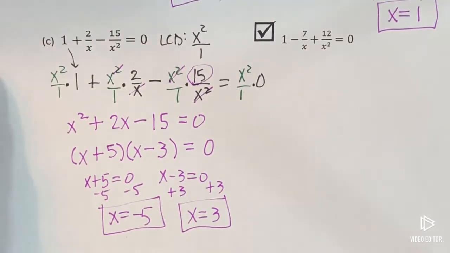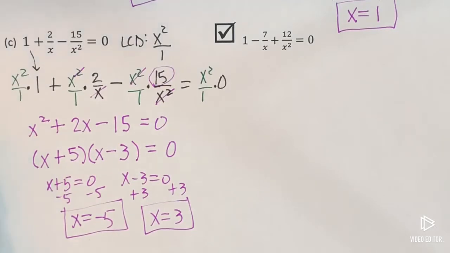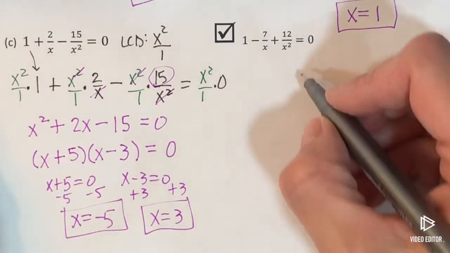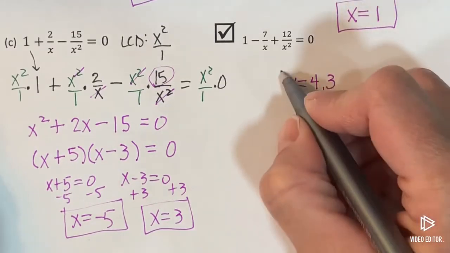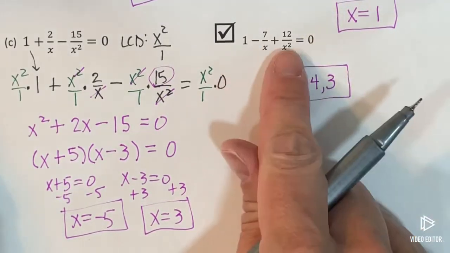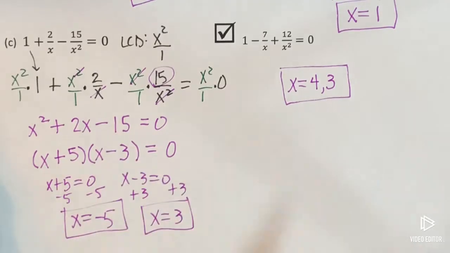Okay, now I want you to try the check point. Work together. When you're done, your answers should be 4 and 3. So take some time. Find your LCD. It's very similar to this one right here, C. Find your LCD, multiply through to cancel fractions, and then factor what you have left and solve and see if you get what I got.